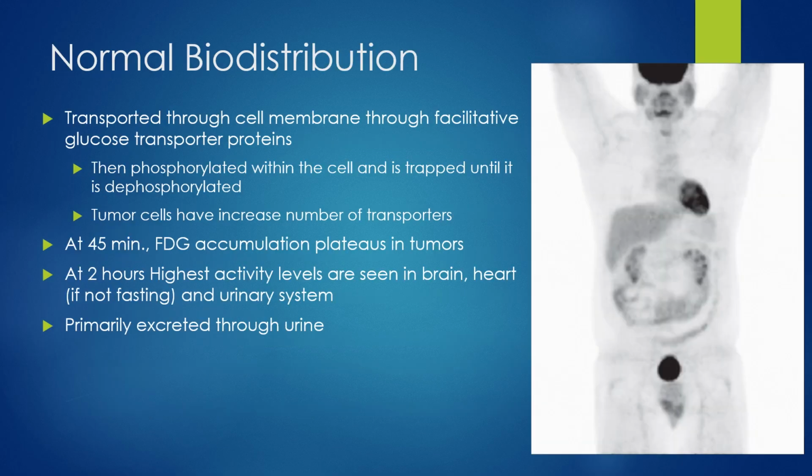This is an example of normal biodistribution. Notice in this picture, this was an eyes to thighs study. The top of the brain is cut out of the image and the patient's arms are above their head. In normal biodistribution, the FDG is transported through the cell membrane through facilitative glucose transporter proteins. It's then phosphorylated in the cell and is trapped.